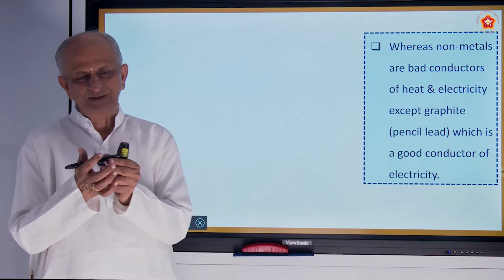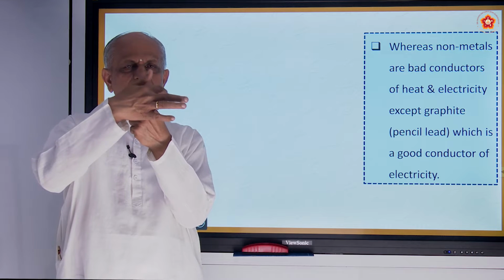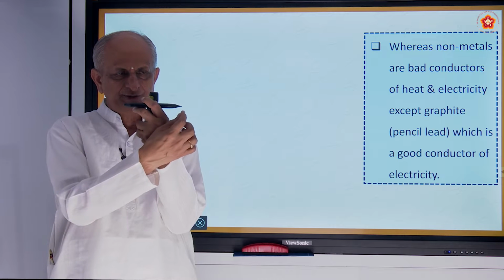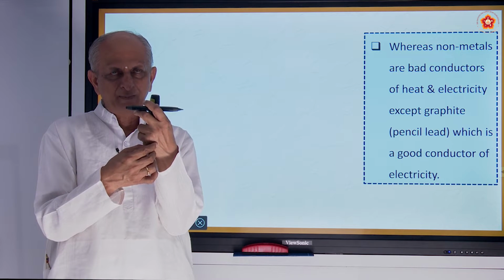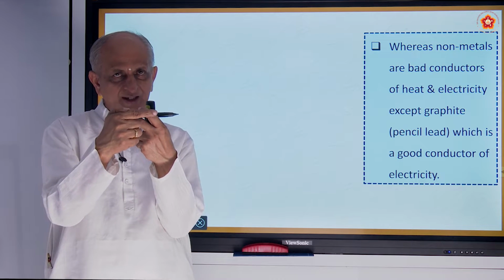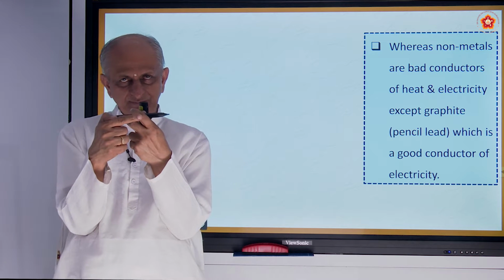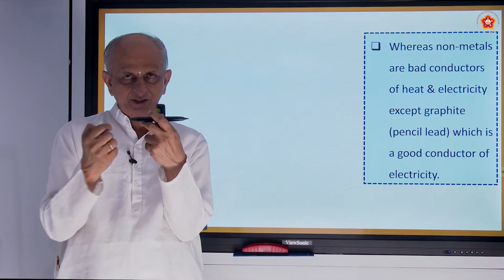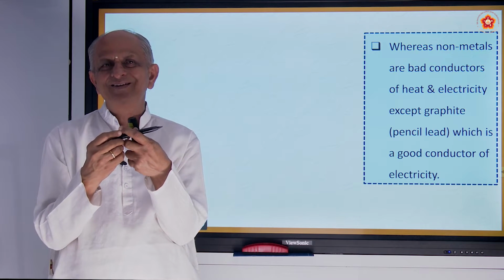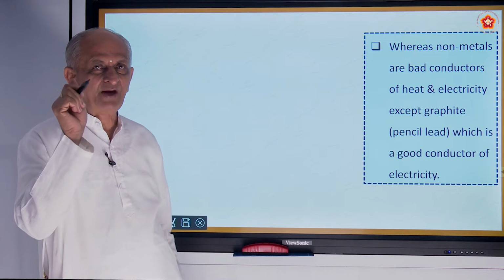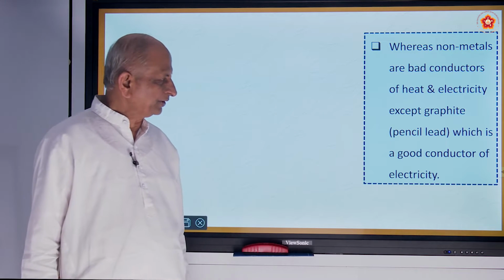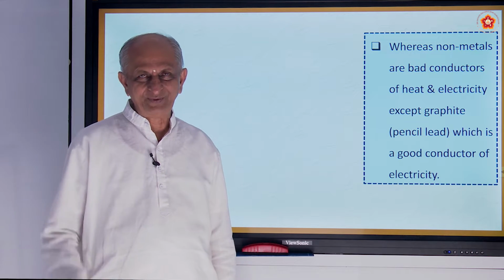You can do an experiment. Take your pencil, sharpen it on either side, on this side and this side. Take a piece of wire connected to a bulb, and another piece connected to a cell, what you call a torch cell. So one is connected to the cell, another is connected to the bulb. What do you expect? The bulb glows. Why does the bulb glow? Because graphite is a good conductor of electricity. Even though it is a non-metal, it is a good conductor of electricity. That is what is called an exception.